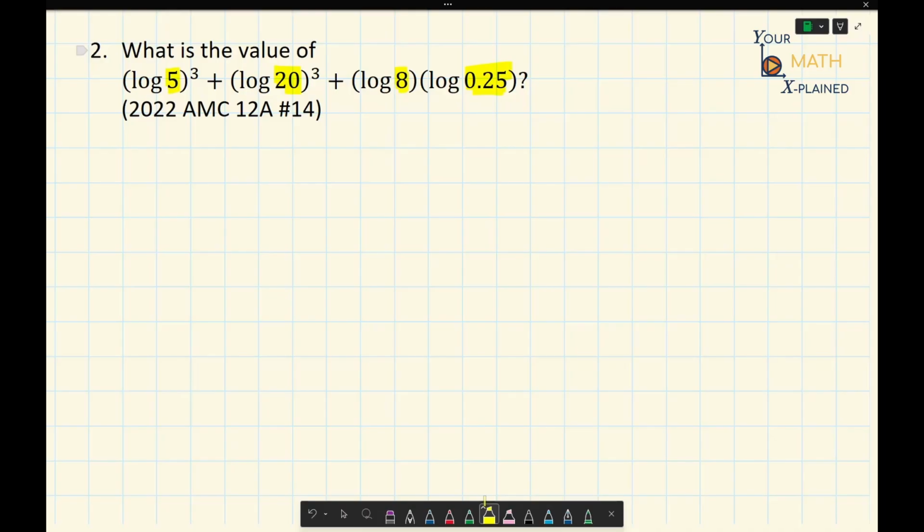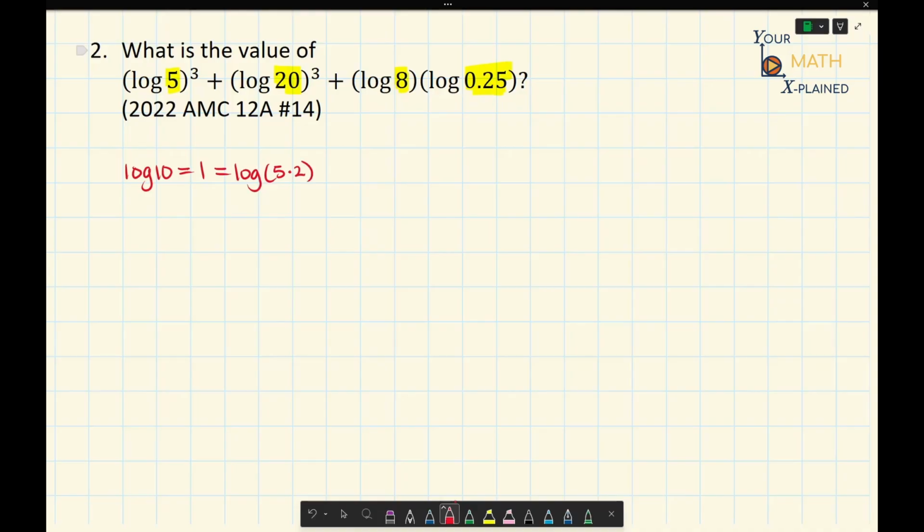That tells us we should be writing things down in terms of log 2, log 5, and somehow write a relationship between log 2, log 5, and log 10. So let's go ahead and do that. We know that log 10 is equal to 1. But we can rewrite log 10 as log of 5 times 2.